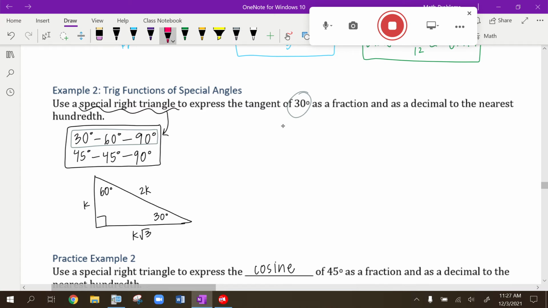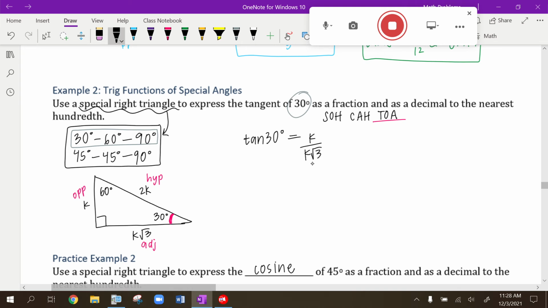Now, since I'm looking for tangent of 30 degrees, I'm going to highlight my 30-degree angle. Next, I want to label the sides. The opposite is k, the hypotenuse is 2k, the adjacent is k square root 3. Think SOHCAHTOA. If I'm looking for the tangent, I know I have to do the opposite over the adjacent. So it's going to be k over k square root 3.